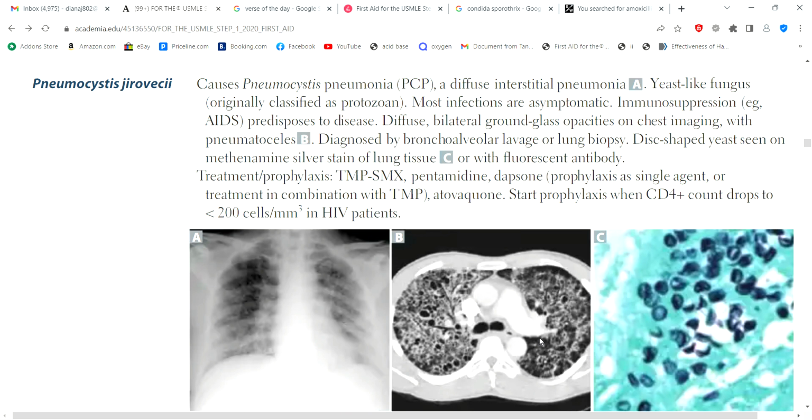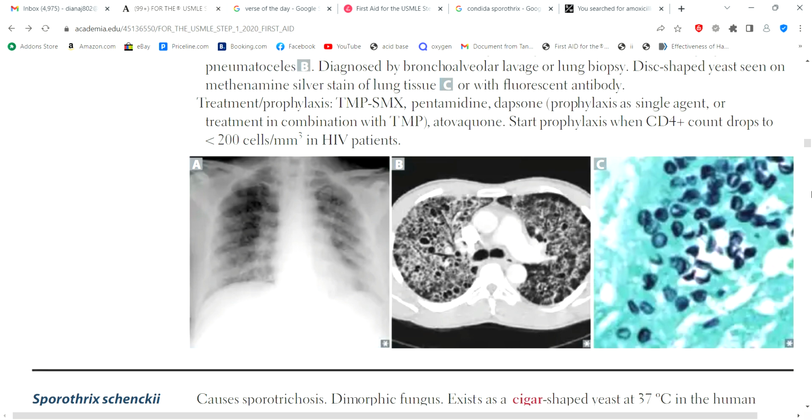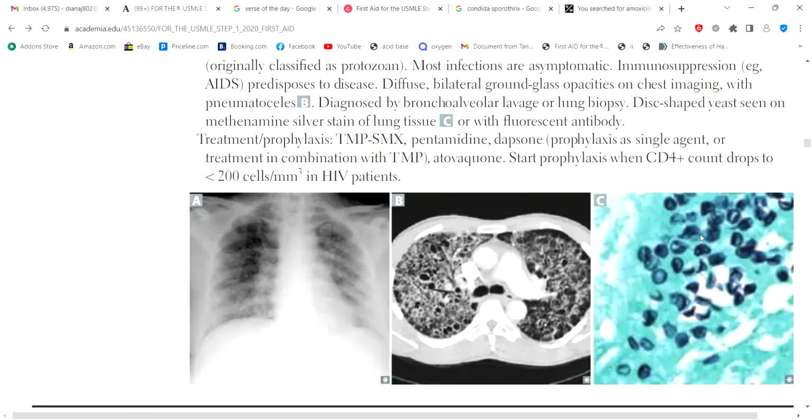It is a disc-shaped yeast seen on methenamine silver stain of the lung tissue. You see this in option C. So Pneumocystis jirovecii looks like discs, and you see it on silver stain. Okay, don't forget silver stain, or with fluorescent antibody. The treatment and prophylaxis. Okay, so we're going to do the treatment first.